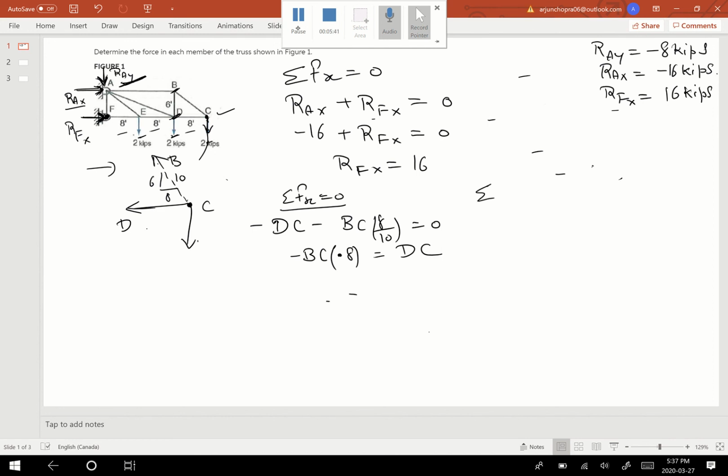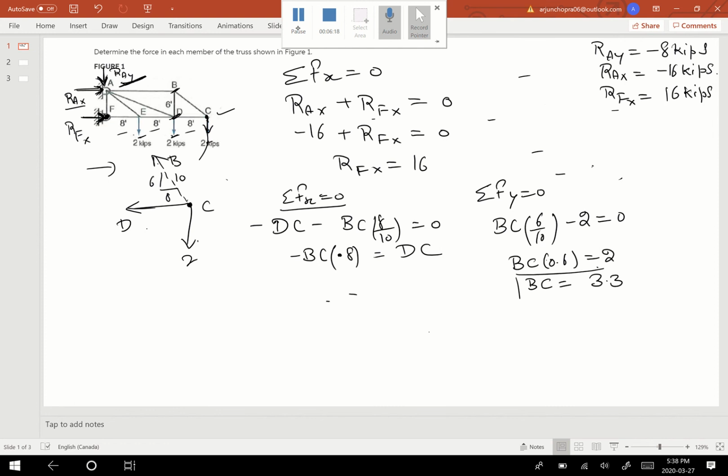So I'm going to write the other equation, sigma Fy equal to 0. So BC, which I'll multiply with 6 over 10, minus 2 equals 0. BC is positive because it's acting in the upward direction, and the 2 is acting in the downward direction. So BC times 0.6 equal to 2. So BC comes out to be 2 divided by 0.6, which is 3.3 positive.